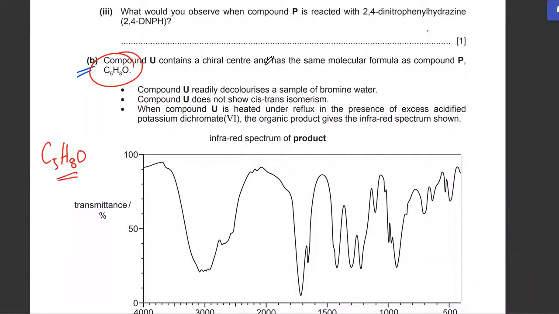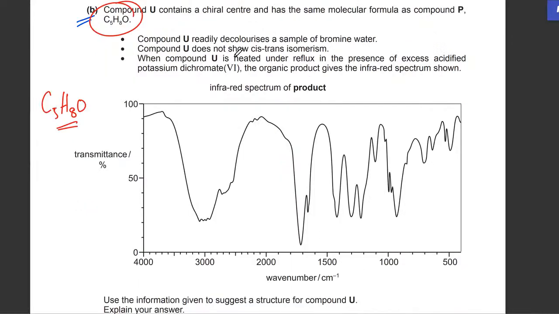What is the information that you can derive from it? First one, it contains a chiral center. I'm going to write down the information. So the first information that you got over here is that it's got a chiral center. And it has the same molecular formula as P. वो तो दे दिया उसने. अच्छा, it readily decolorizes bromine water.